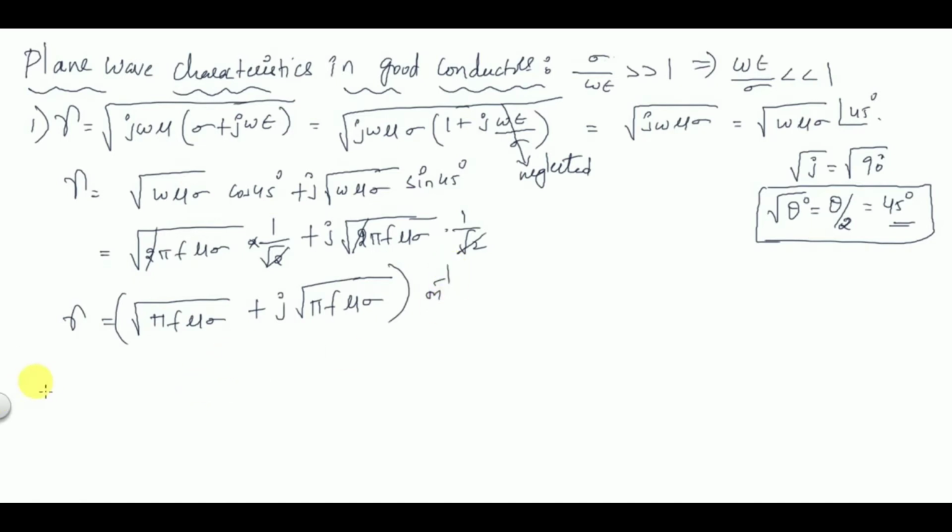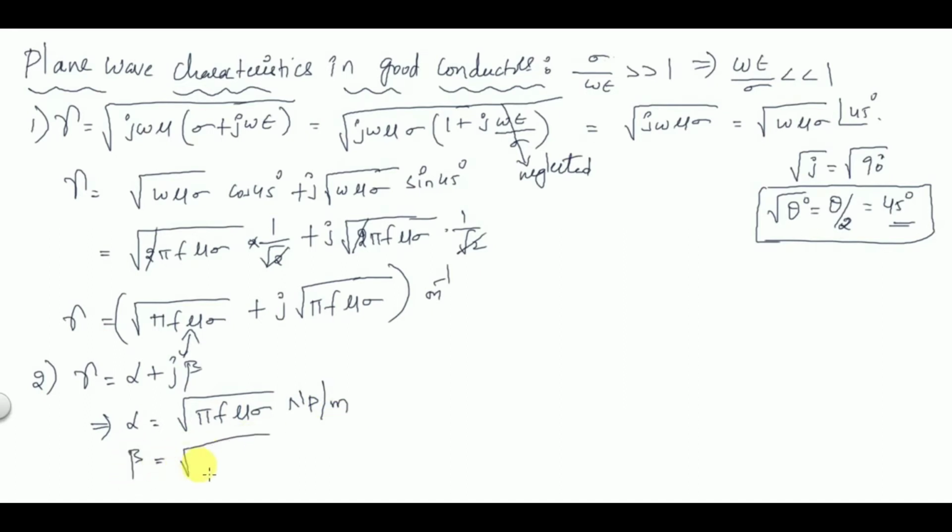Once you have gamma, you can find alpha and beta. Gamma is equal to alpha plus j beta. By comparing these two, alpha is equal to root of pi f mu sigma Nepers per meter. Similarly beta is also the same, beta is equal to root of pi f mu sigma radians per meter.